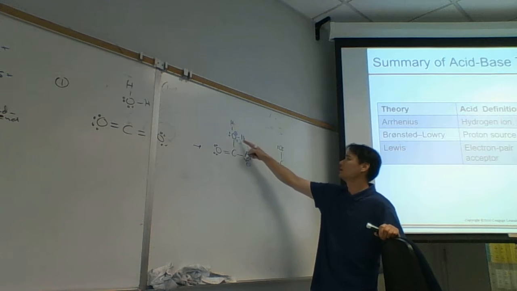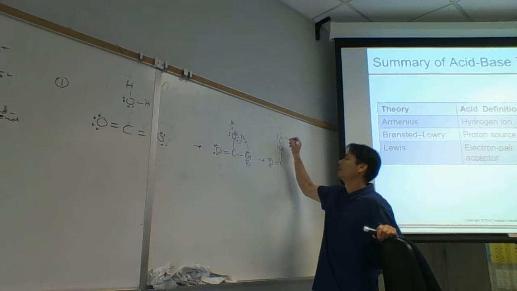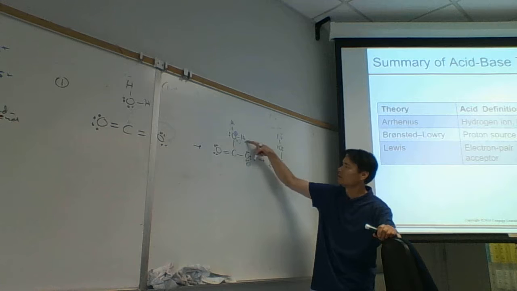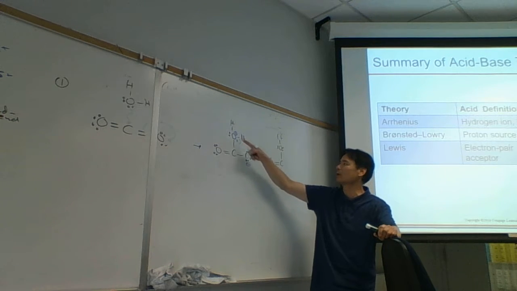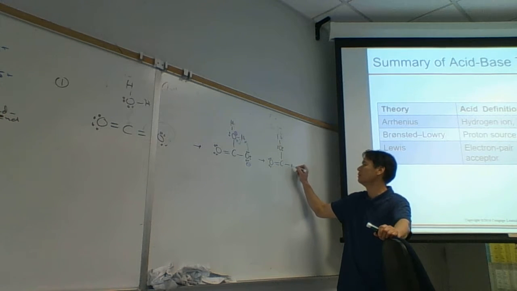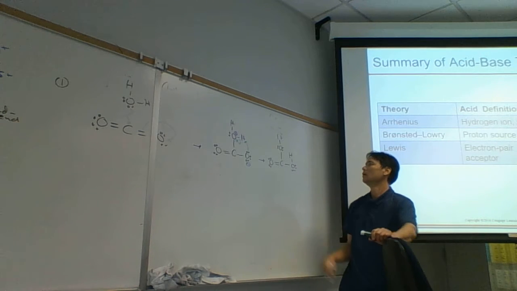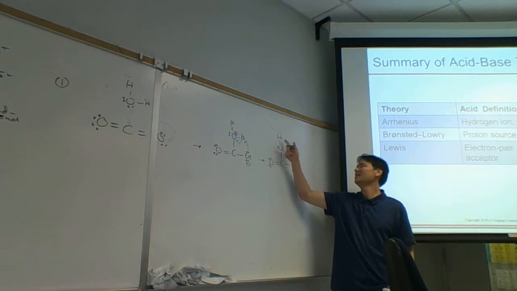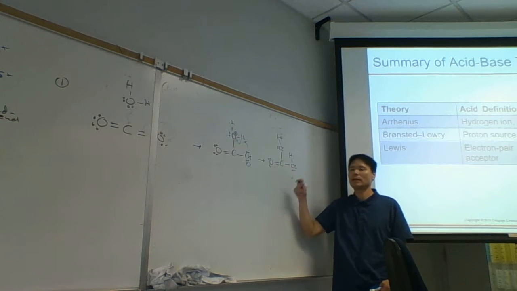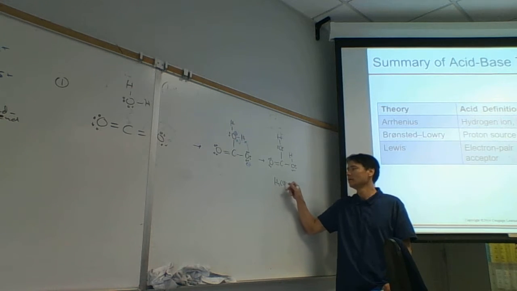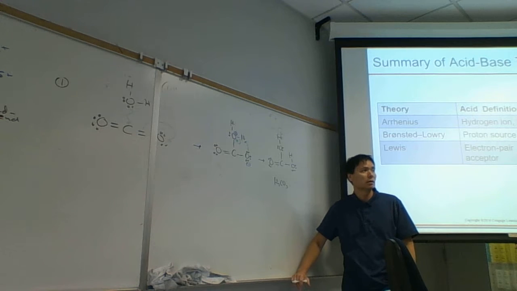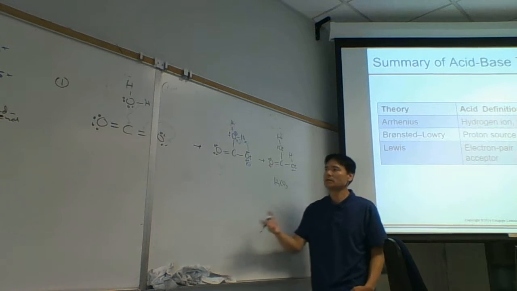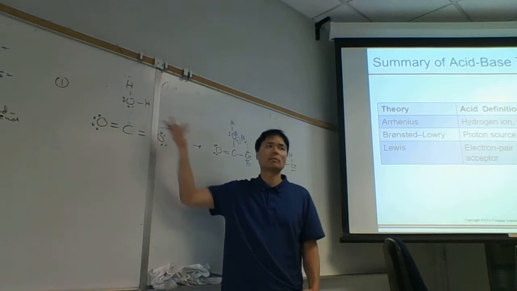That bonding pair is going to be converted into the lone pair, and this lone pair is going to be converted into the bonding pair. So we're going to bond this, break that. So we end up with this. You know what this is? This is H2CO3. H2CO3 is called carbonic acid. So if we take CO2 and water, we can form carbonic acid.